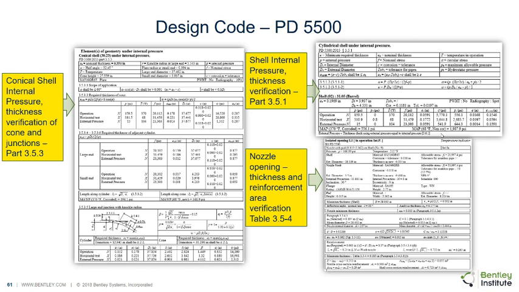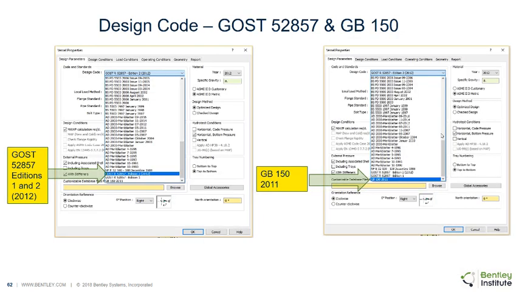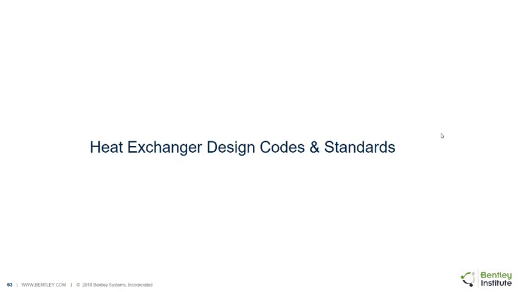To the left is shown the conical shell under internal pressure. The thickness verification of cone and the junctions are performed as per 3.5.3. To the top right, cylindrical shell under internal pressure thickness verification per 3.5.1, and bottom right illustrates the nozzle opening thickness and reinforcement area verifications per table 3.5-4. Finally, also available are the Russian design codes GOST 52857 editions 1 and 2, 2012, and the Chinese GB 150, 2011. So far, the various pressure vessel design codes were reviewed and the calculation report samples were looked at.